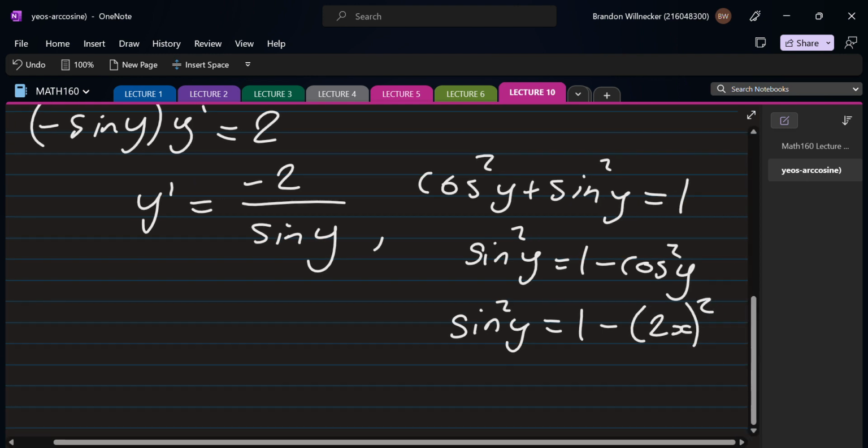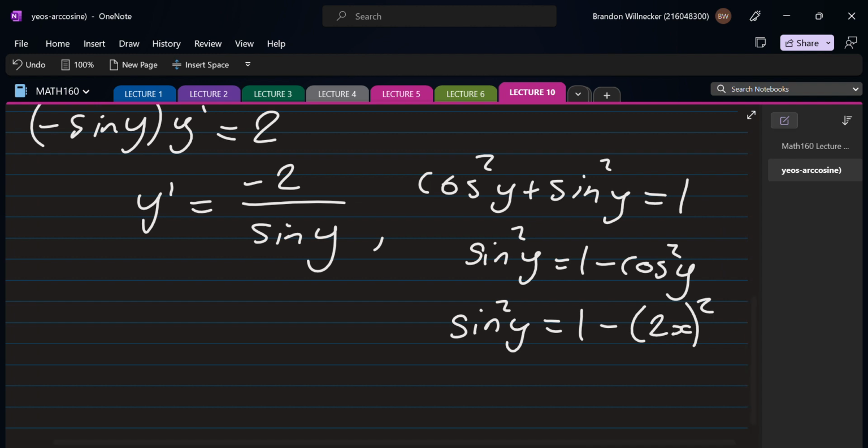Again, many students were writing it as 2x squared, where the squared was just on the x. Okay, if you have something in brackets to an exponent, it goes on both the terms. So this is sine squared y is 1 minus 4x squared. Okay, the squared goes on both of them. I think about 5 or so students were not doing that.